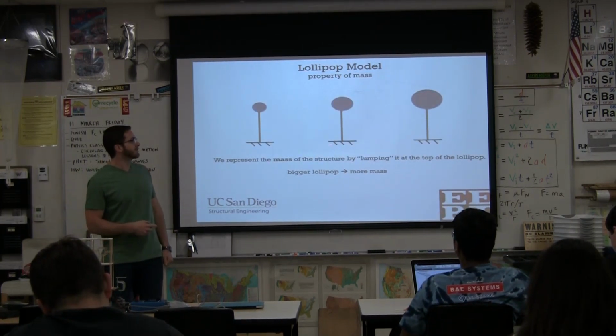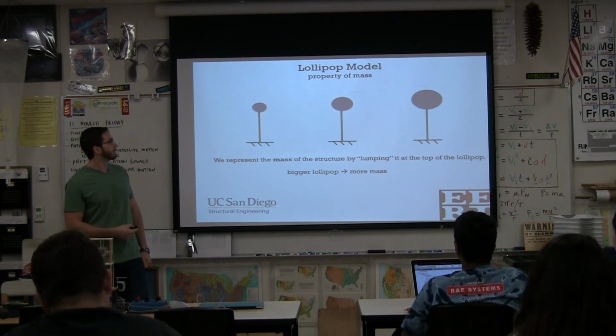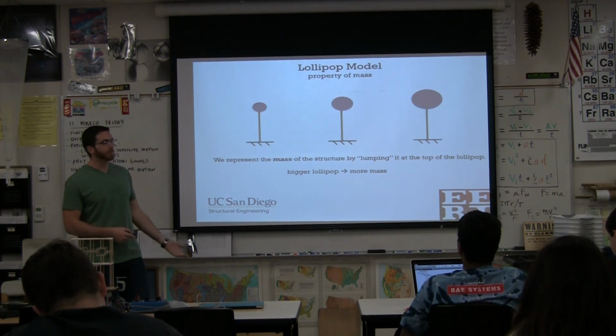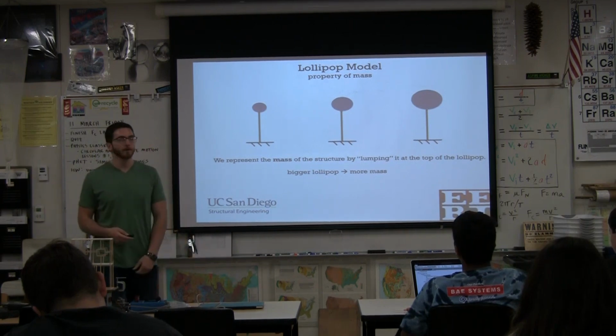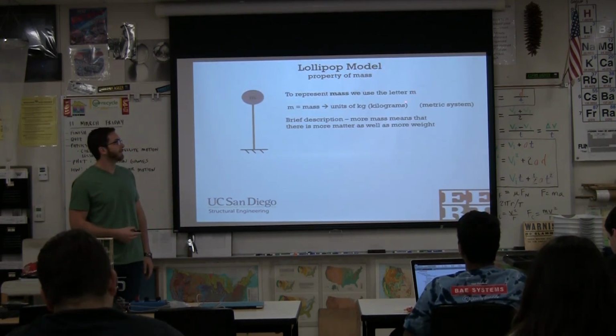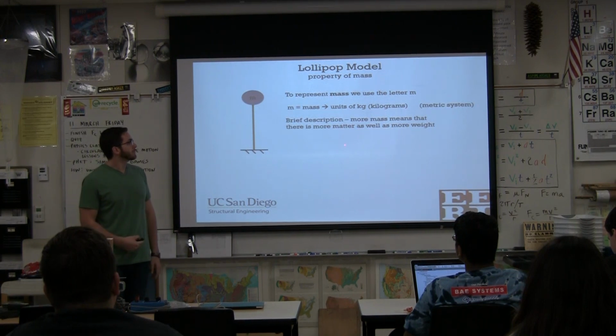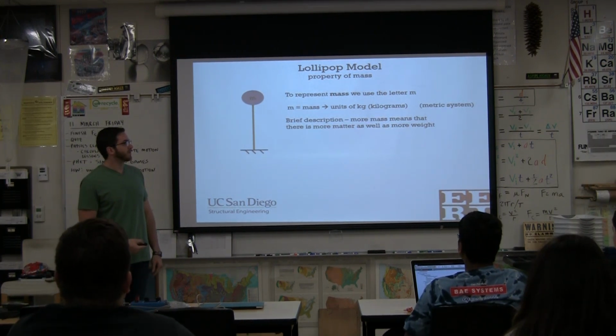So we represent the mass of the structure by lumping it at the top of the lollipop. So a bigger lollipop will need more mass. Simple enough, right? To represent mass, we use the letter M. It's in units of kilograms for the metric system. So more mass means that there's more matter as well as more weight.